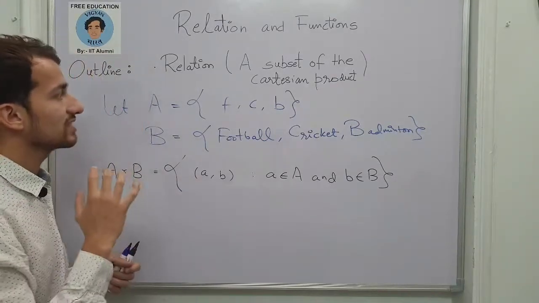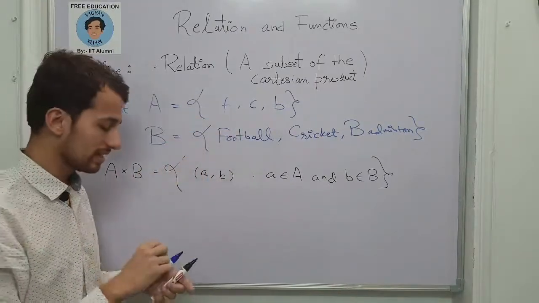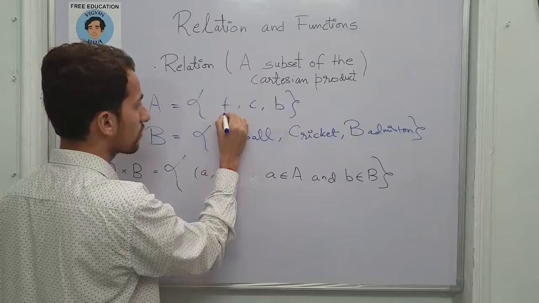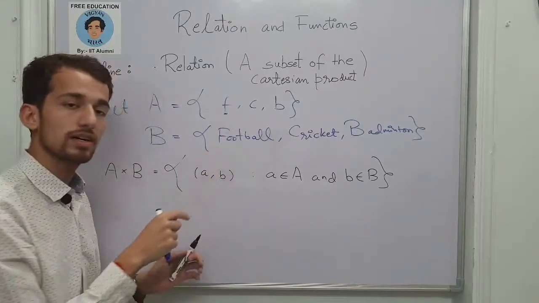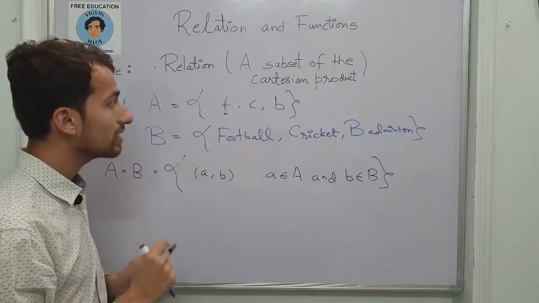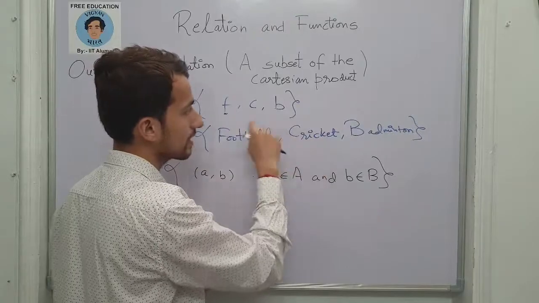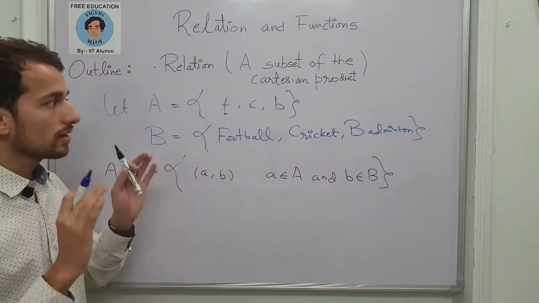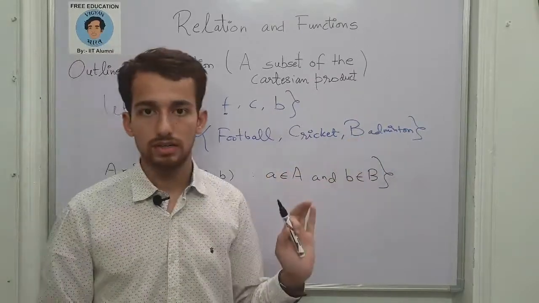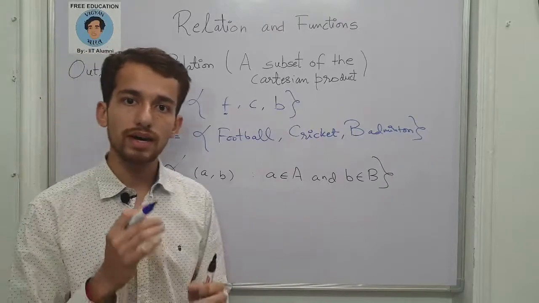The elements in the set A which we have chosen, if you observe here, the small f is nothing but the first letter of the game football. Likewise, the small c is the first alphabet of the keyword cricket, and finally the small b is the first letter of the keyword badminton. So can I assign a kind of relation between them?